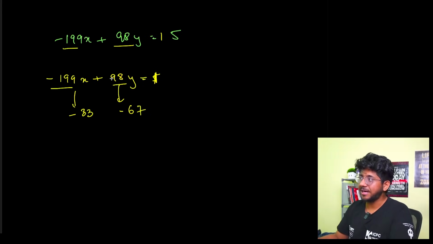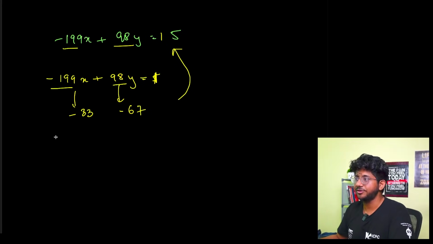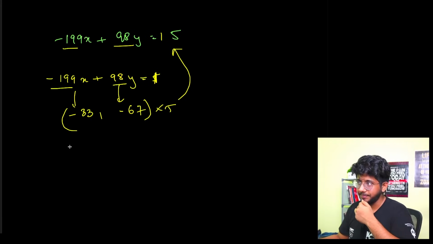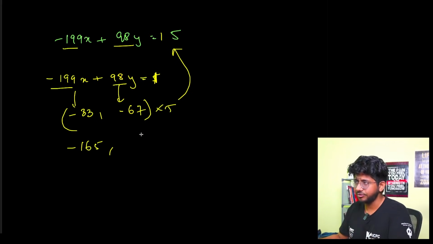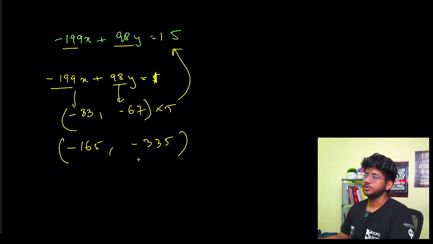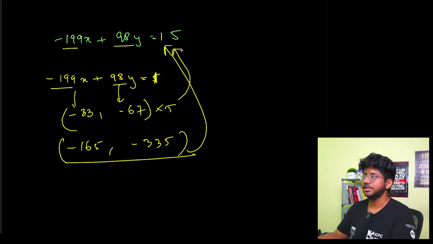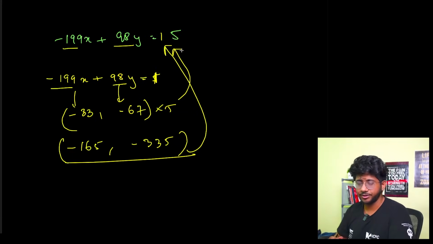How do you get back a solution for this equation? We plug this in and then we multiply it with 5. So one solution for this is this multiplied by 5. So maybe we will get minus 165 comma this multiplied by 5, so this would be minus 335, right? 35, so 30, yeah, correct. Cool. So this is the solution for this equation, right?